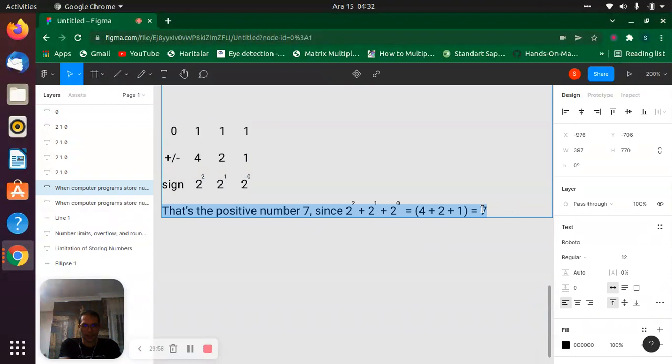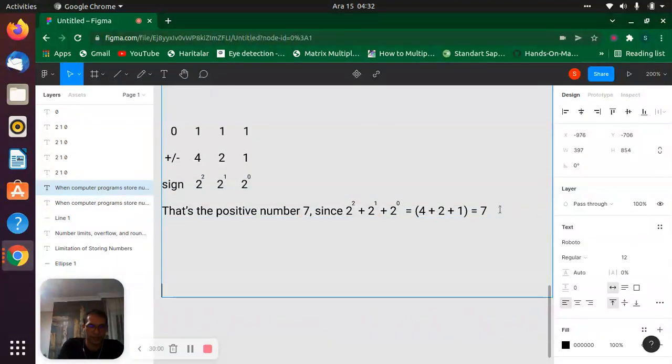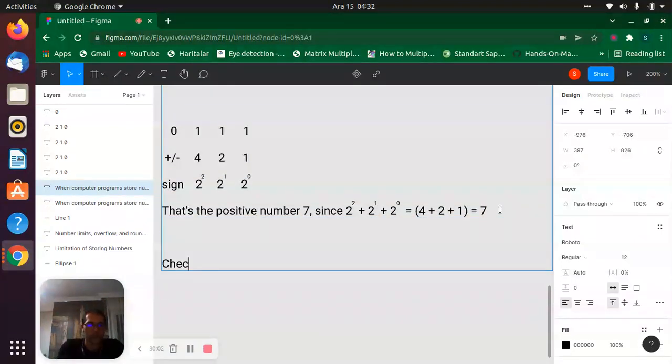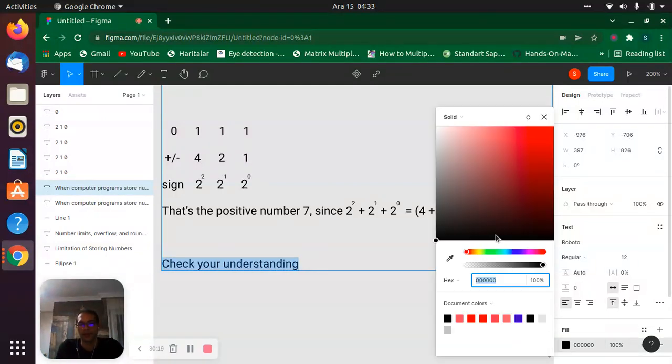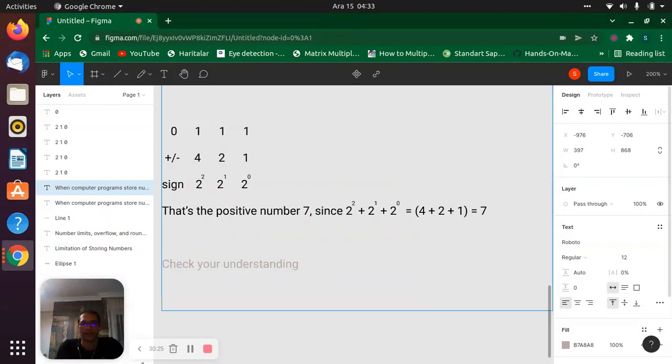So let's come down and we will say here, check your understanding. Okay, check your understanding. We can do it with a little bit black color, just to show you. And come down, this will be a question here.